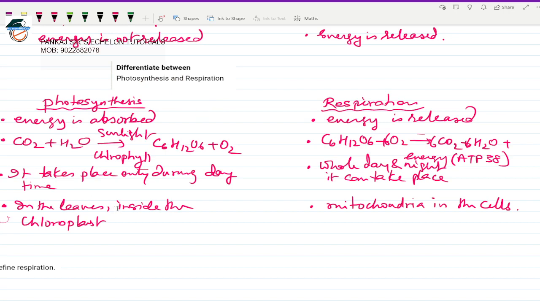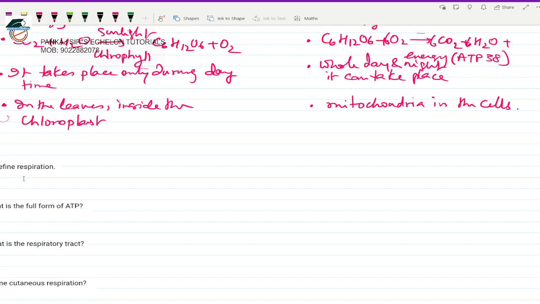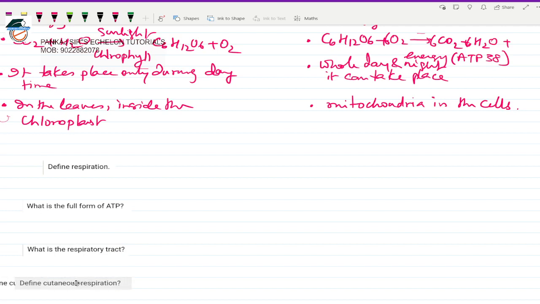Now coming to the next one, and these are the questions which are definitions. What is the full form of ATP? What is respiratory tract? And define cutaneous respiration. So one by one we'll cover this also. First one is, of course, define respiration.